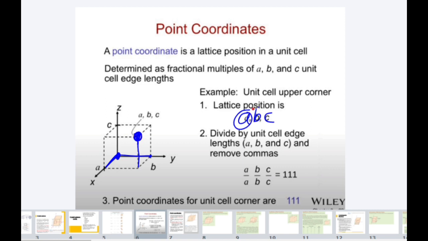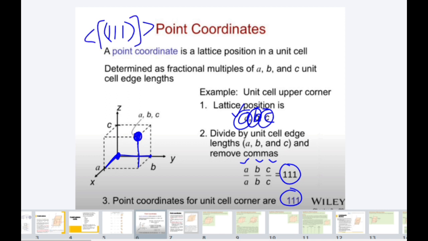Now we want to remove the a, b, c, and we want numbers. So if this is the whole side a, I will divide a by a, b by b, c by c. So I get 1, 1, 1. So the point coordinates for a unit cell corner are 1, 1, 1. Keep in mind, this 1, 1, 1 is the point coordinate and the representation is simply 1, 1, 1. We are not enclosing it in brackets or angle brackets. So the point coordinate is only 1, 1, 1.